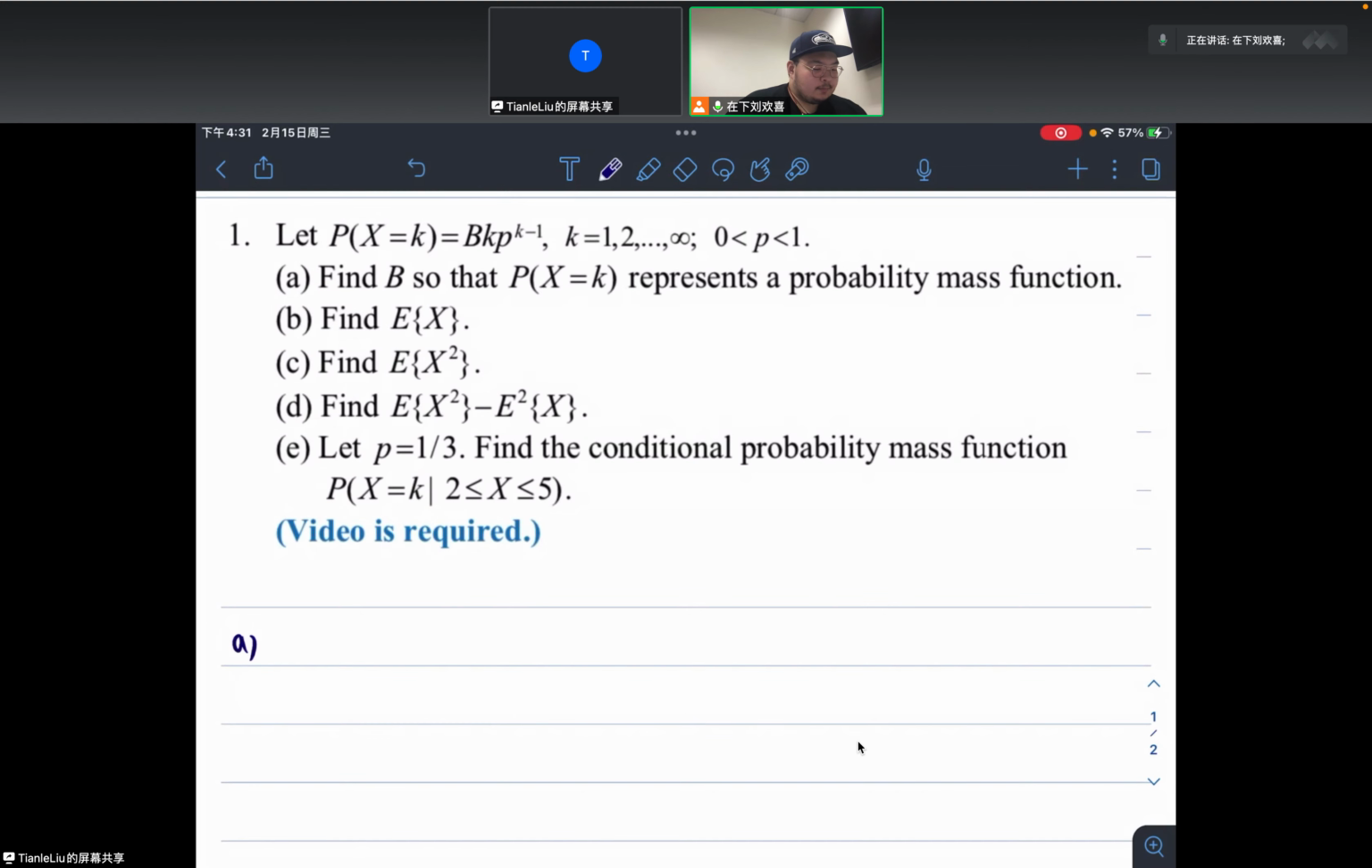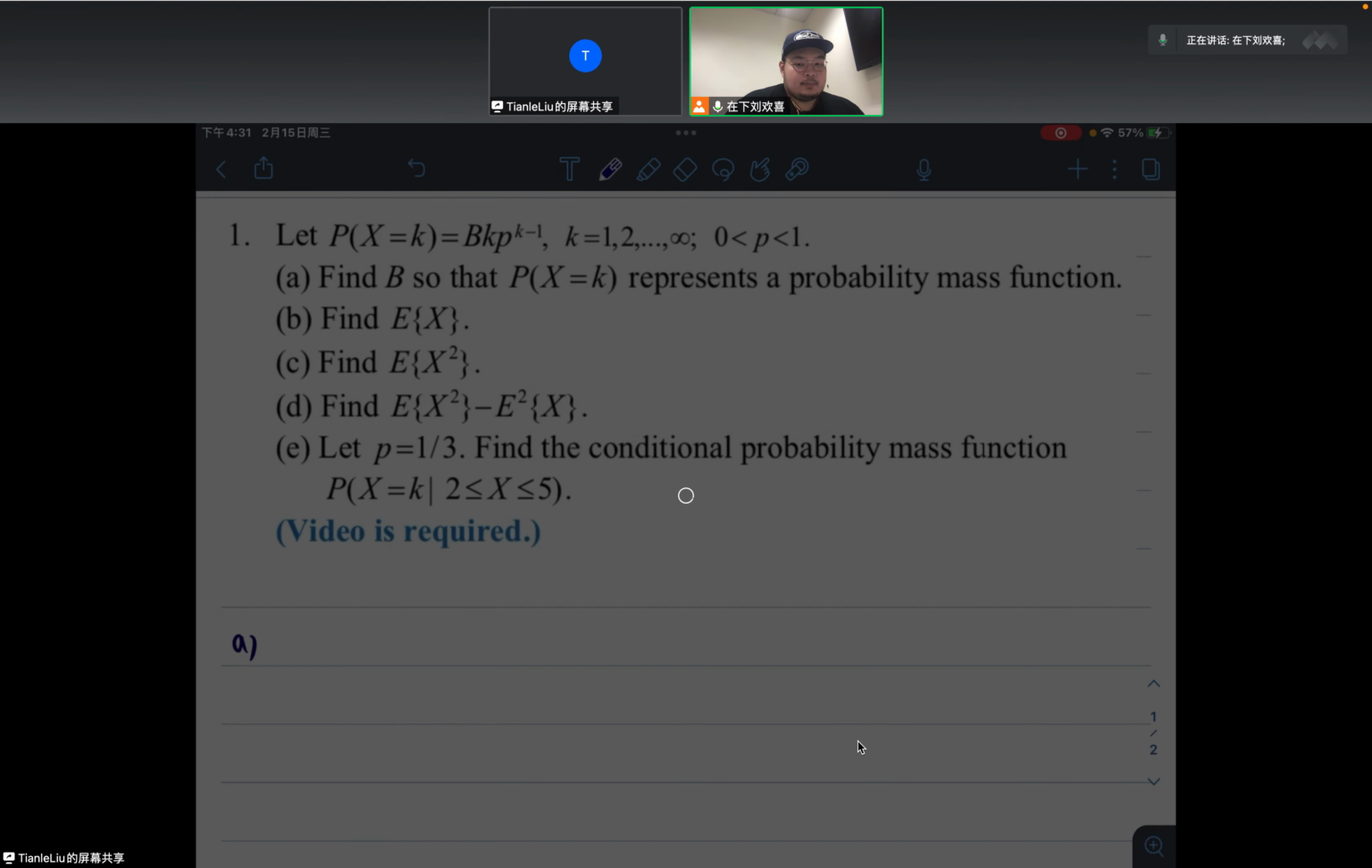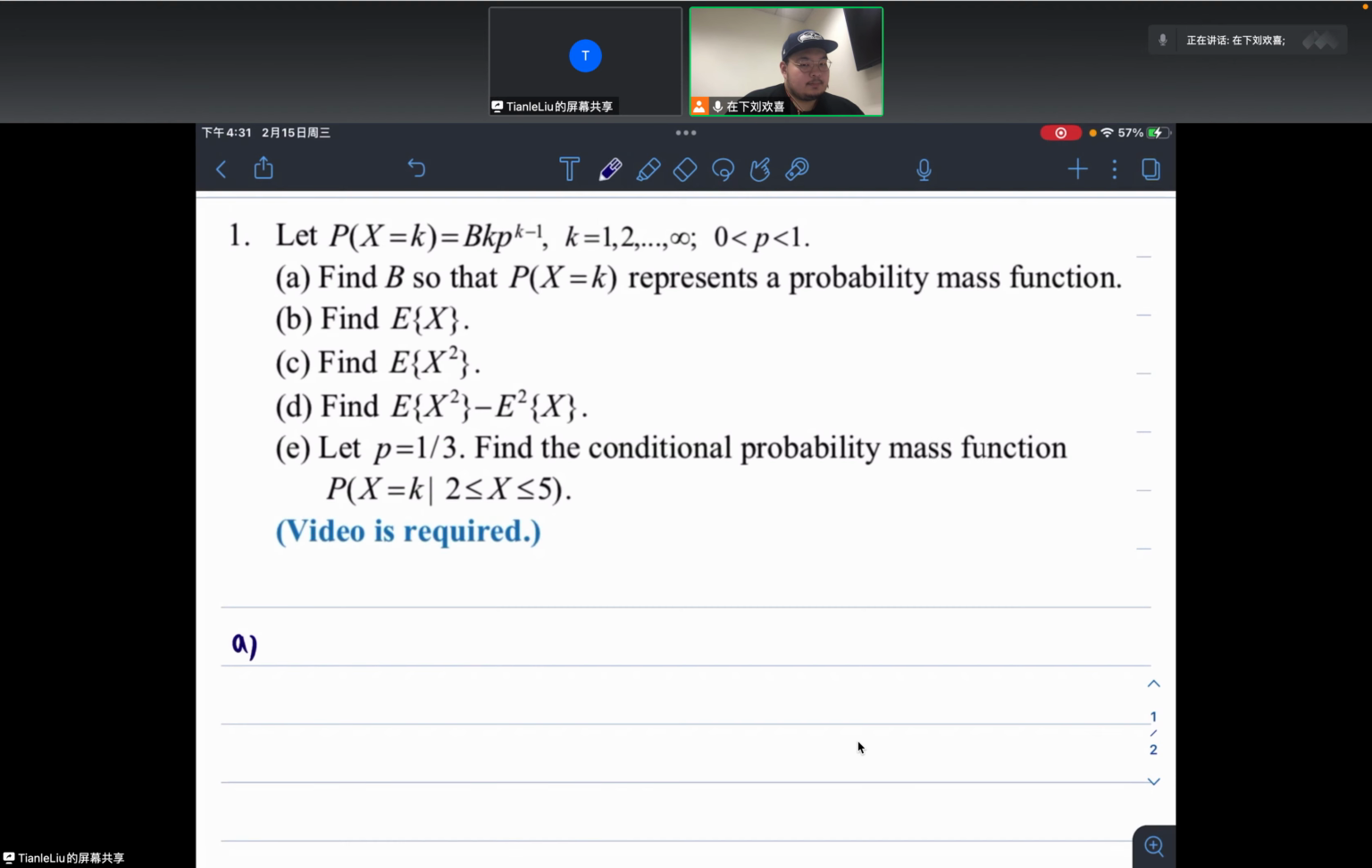For problem 1, we have the probability of X equals k, sorry, the internet is not working that well, equals b multiplied by k times p to the power of k minus 1, for k equals 1, 2, up to infinity, with p greater than 0 and smaller than 1.